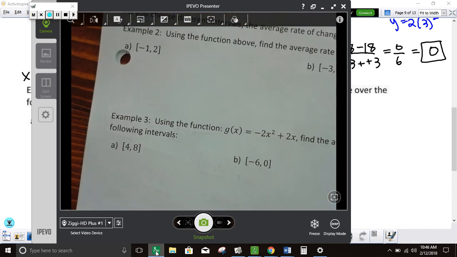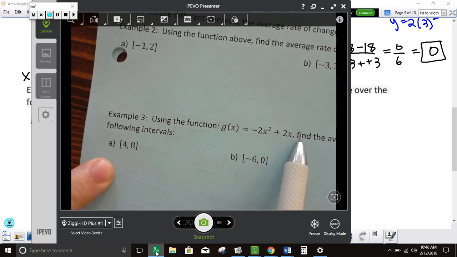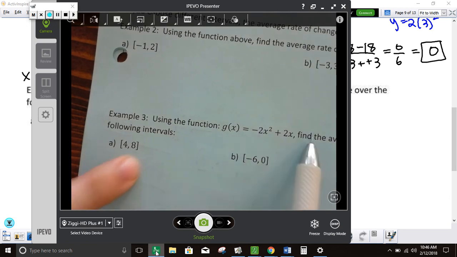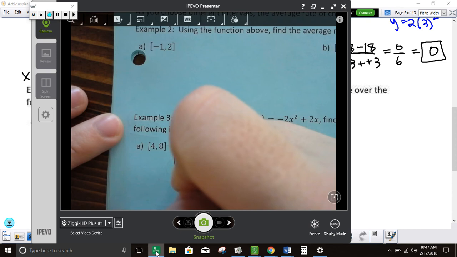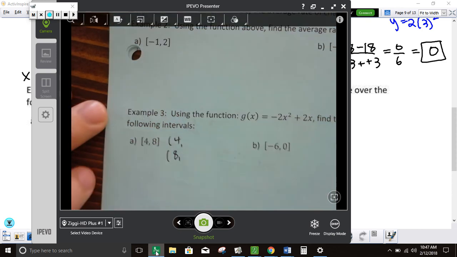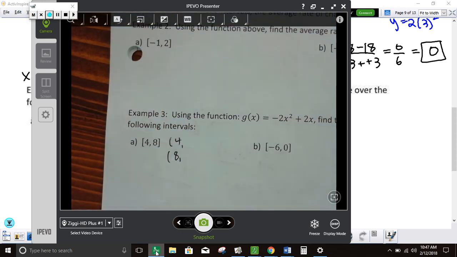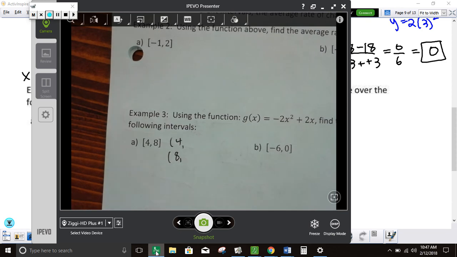Example 3. I could plug 4 into this equation, and I could plug 8 into this equation, and I could get 2 points. But there's another way to get all of the points that we need very quickly. So go to your calculator. Does anybody have a Casio that I need to worry about? Good.